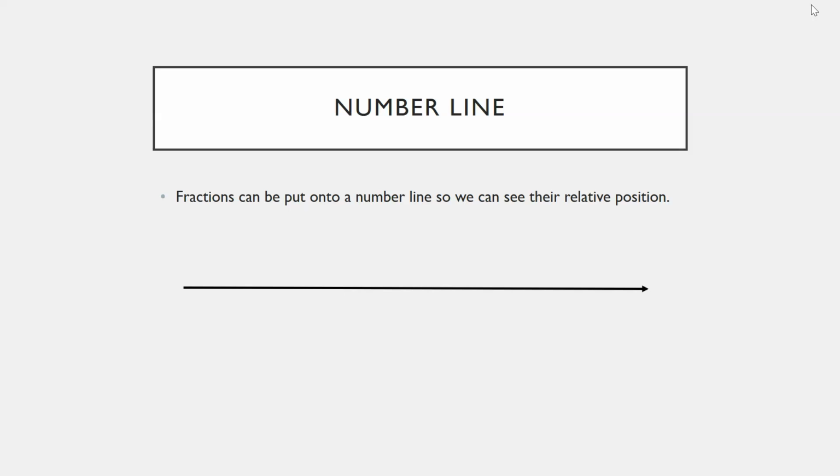We can put fractions onto a number line to see their relative position. So normally, when we've seen number lines in the past, we have 0, 1, 2, 3, and so on. Our fractions will occur in between those spots. So for example, a half will be halfway between 0 and 1. A quarter is halfway between 1 and 2. 3/4 is halfway between a half and 1.